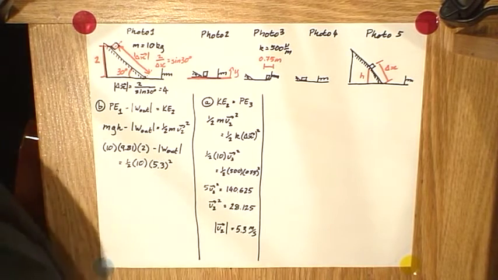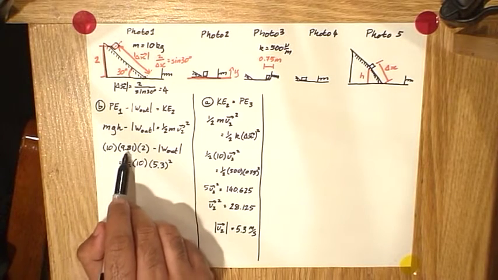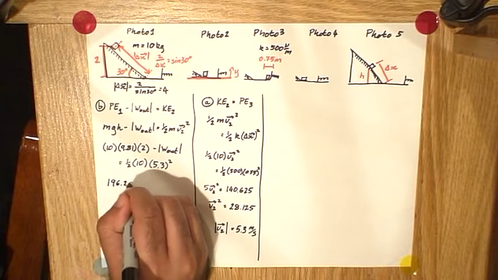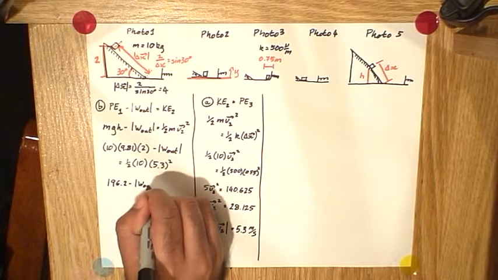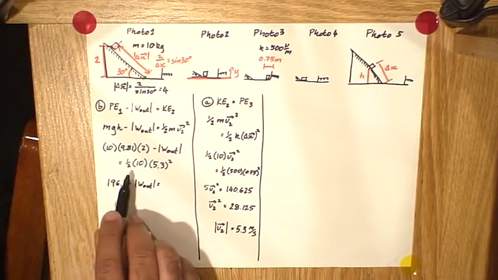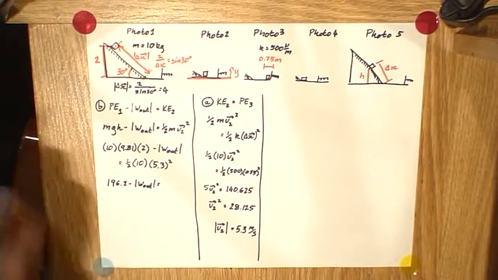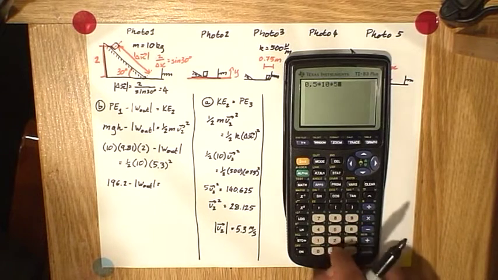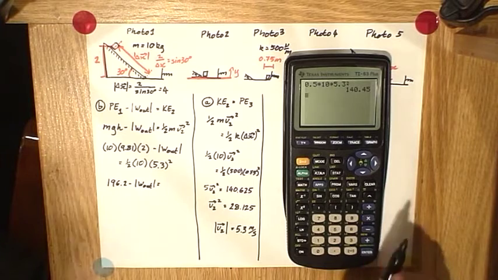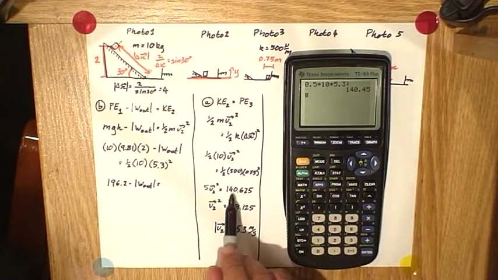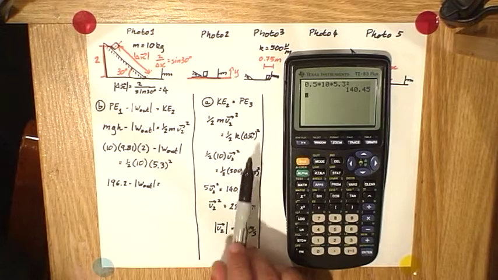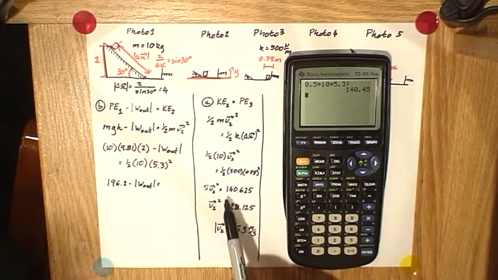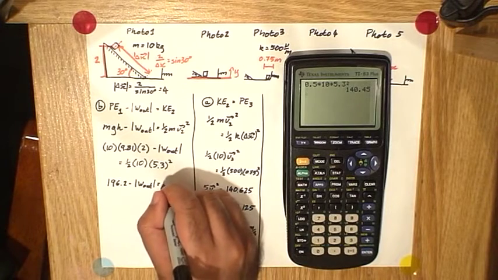squared. So 10 times 9.81 times 2, that gives us 196.2 minus work out equals 1/2 times 10 times 5.3 squared. 1/2 times 10 times 5.3 squared gives us, well, it should really be 140.625, because the kinetic energy at 2 equals the potential energy at 3. We already figured out that potential energy at 3 was 140.625, so that's what this number is over here.